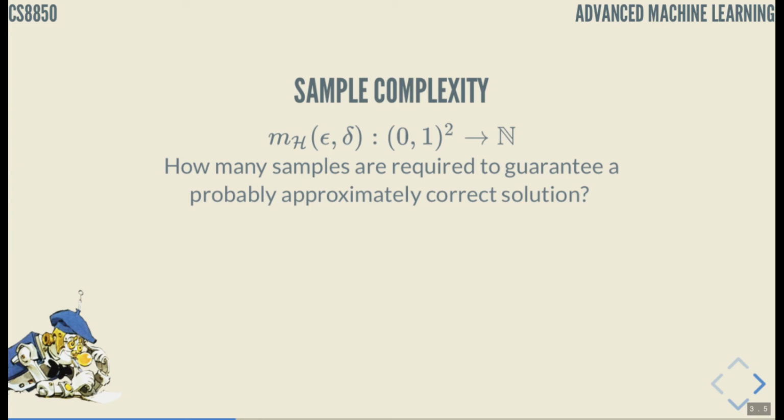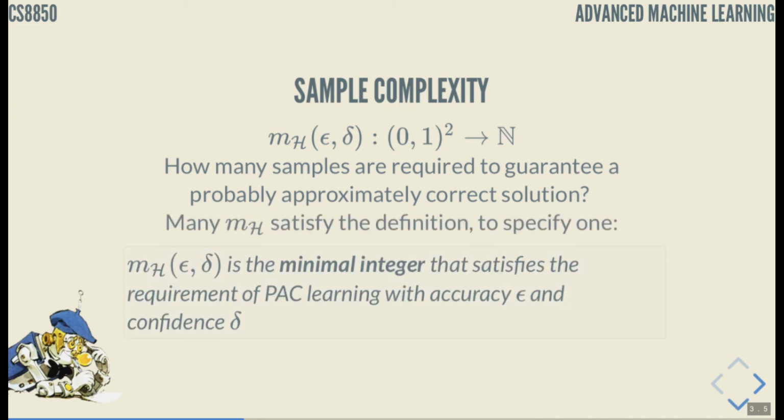So in fluffy words, what I just said before this phrase was about how many samples we need to learn correctly, but what does it mean to learn correctly? It's undefined. So to define everything, we can just use PAC learning. How many samples do we need to get a probably approximately correct solution defined through PAC learnability? So many of those functions satisfy the definition. So to specify just one function, we add a modifier.